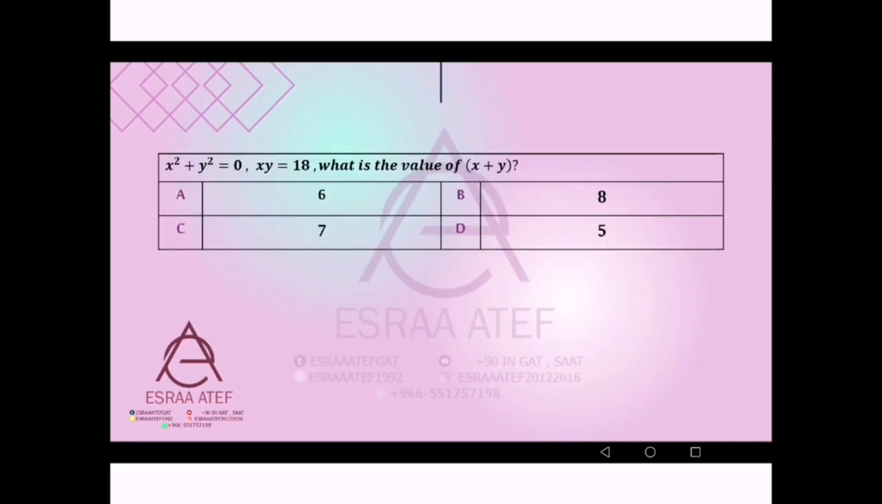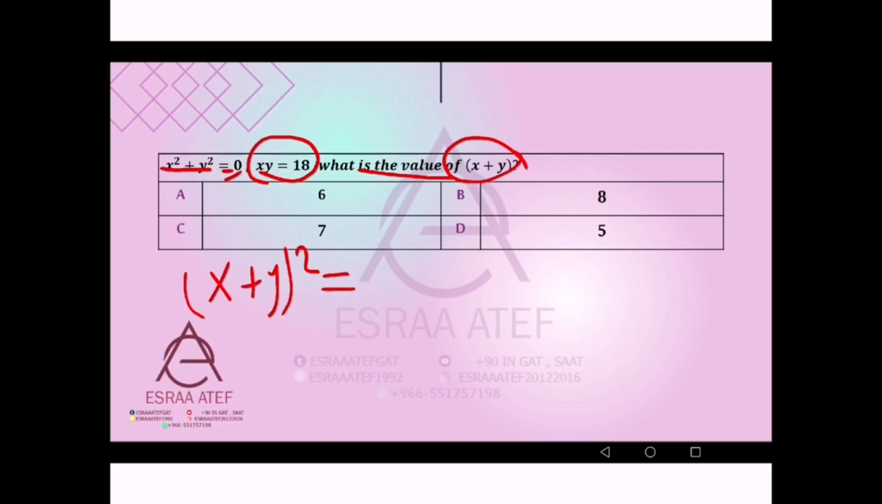Next one here we have x squared plus y squared equals 0, and we have x times y equals 18, and he wants you to get the value of x plus y. How can we solve it? We will square x plus y, and if we factorize it, it means x squared plus y squared plus 2xy.